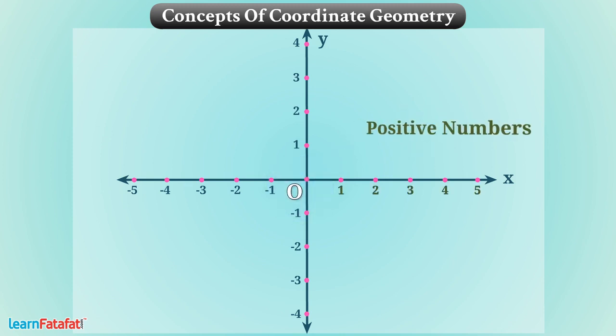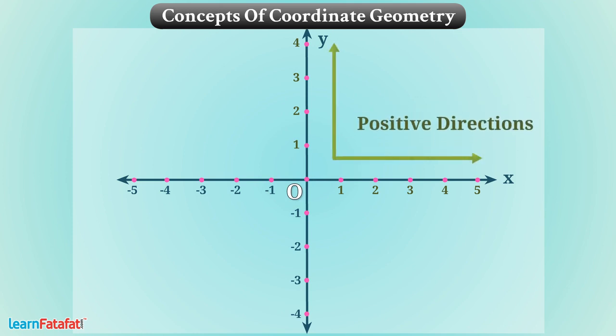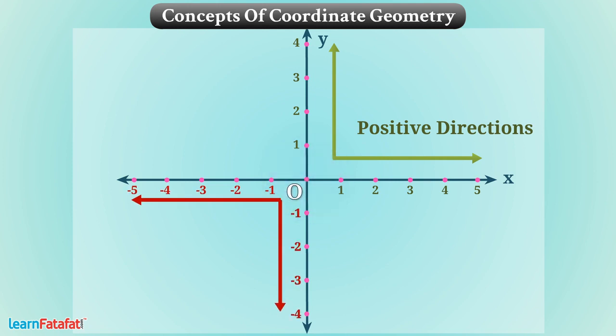There are positive numbers to the right of the origin and in the upward direction of the origin. Therefore, we call these directions positive directions. Whereas, in the direction to the left of the origin and in the downward direction, there are negative numbers. So, we call these directions negative directions.